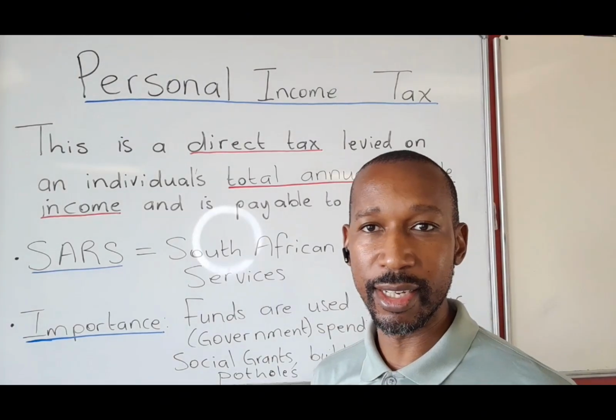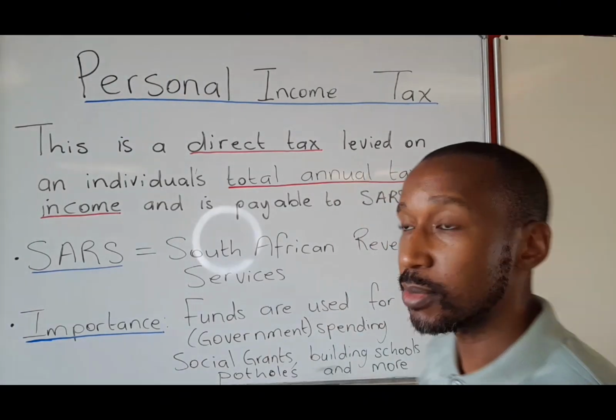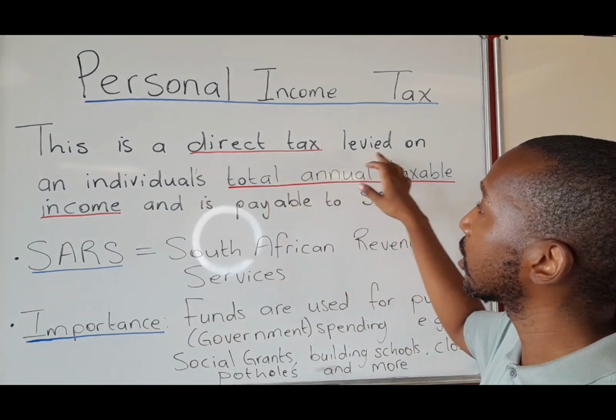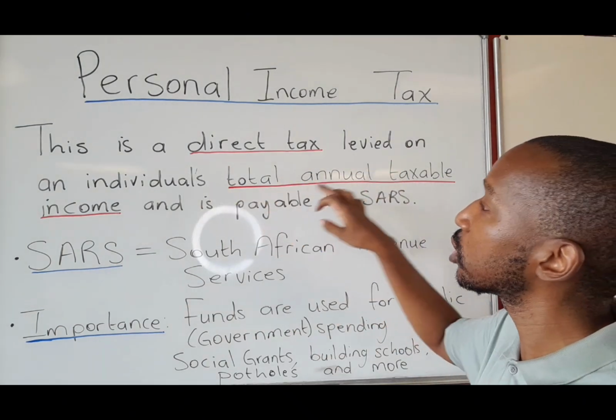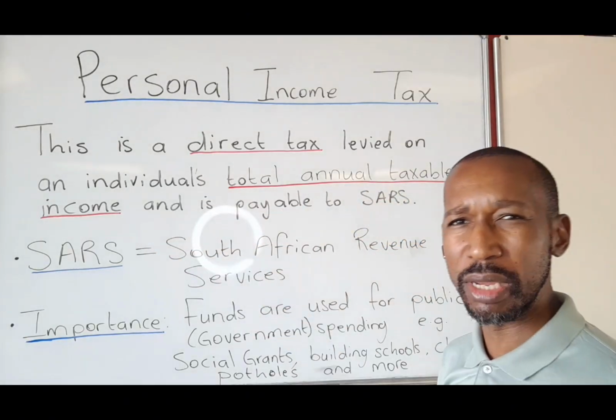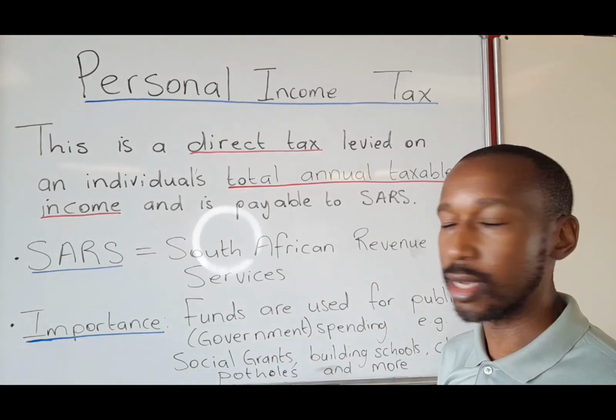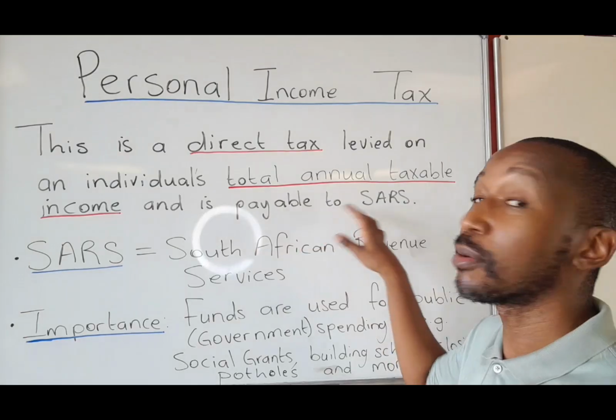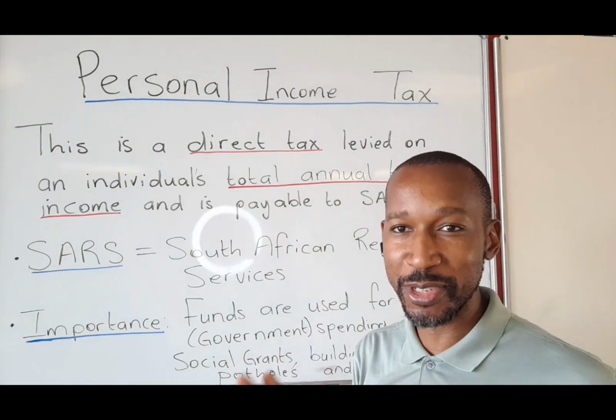What is personal income tax? So personal income tax is a direct type of tax that is levied on an individual's total annual taxable income. We will discuss this in detail. What do we mean by annual and taxable income? And it is payable to SARS. So this is money that belongs to SARS, guys.